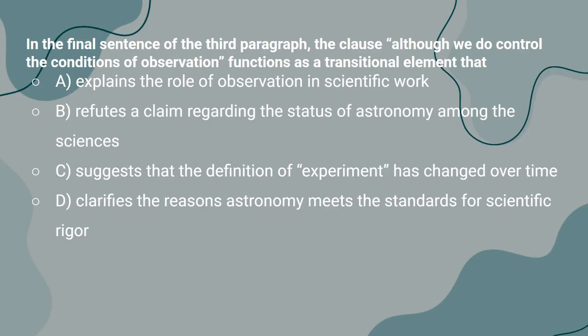It says although we do not control the conditions of observation. That's not really what it's saying. C, suggests that the definition of experiment has changed over time. It's not suggesting that at all. Or D, clarifies the reasons astronomy meets the standards for scientific rigor. D is the best one. And again, this is all about the piece.